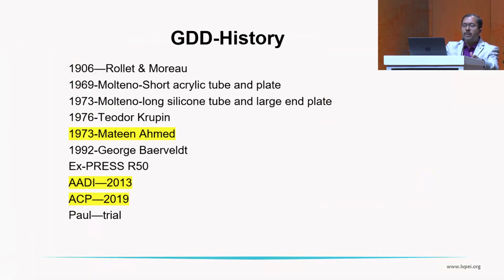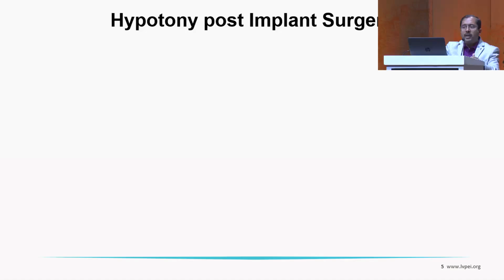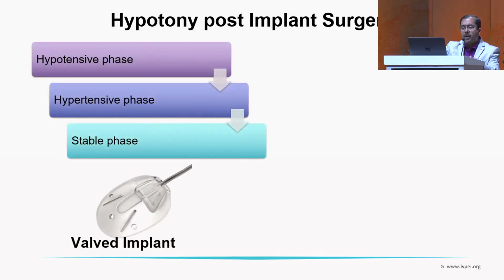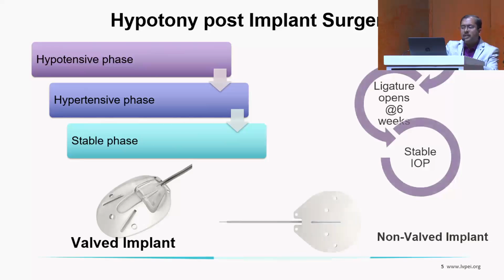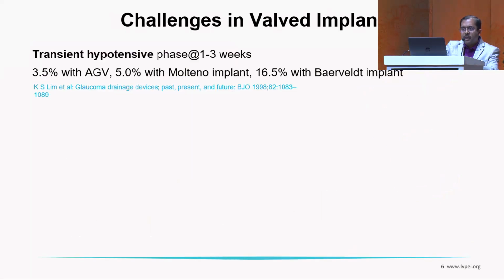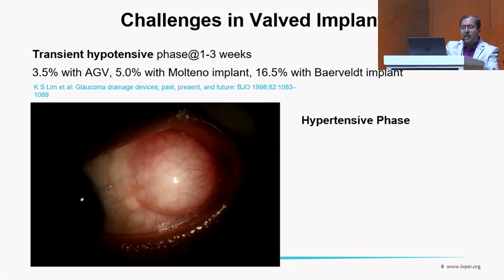The GDDs have evolved over a long history, from 1906 to recent inventions like the Ahmed ClearPath and the Paul implants. Hypotony is one of the difficult challenges in post-implant surgeries, and different implants, the valved and non-valved implants, have different clinical courses as far as hypotony is concerned. The challenge of the hypertensive phase comes after the initial hypotony phase is over.